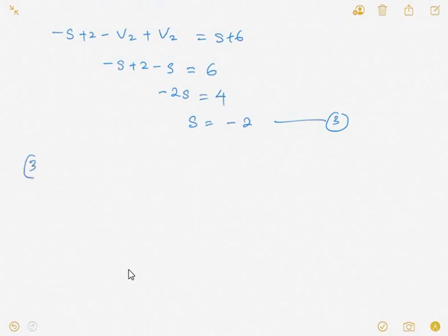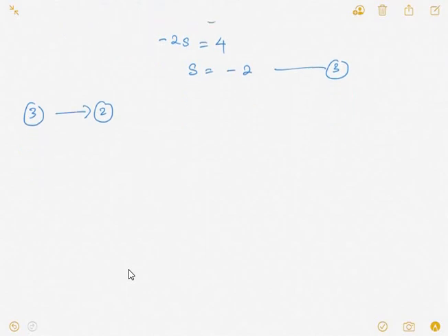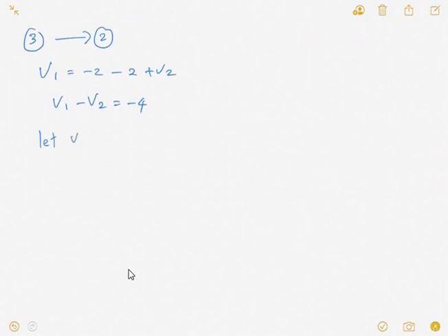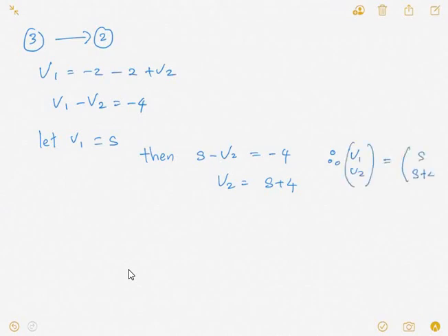So you substitute the value of s equal to negative 2 into equation 2. So v1 equal to negative 2 minus 2 plus v2. So v1 minus v2 is equal to negative 4. Then assume again v1 equal to s. Then s minus v2 is equal to negative 4, so v2 is s plus 4. So now your v1 is s, v2 is s plus 4.